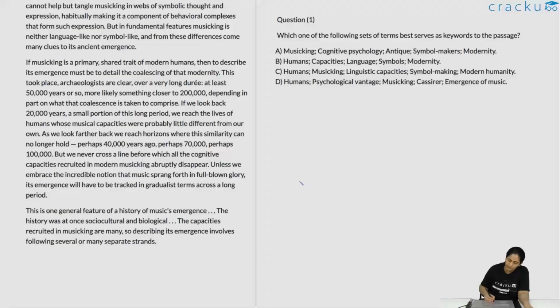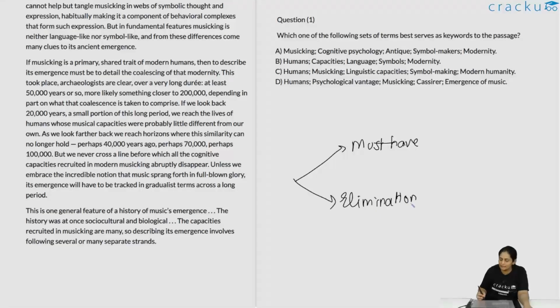So there are two ways in which I actually solve questions like this. Things that absolutely must be there and things that should not be there, and this is basically elimination. So once I find out what absolutely must be there, I then eliminate things by saying that this is definitely not important at all. So what is one term that absolutely must be there?